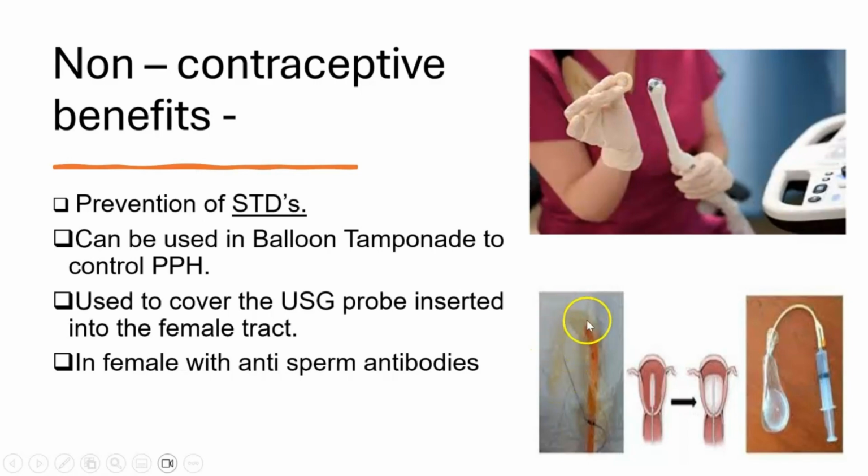It is filled with warm saline. So it applies pressure in the uterus and helps to control the bleeding. In that way, it is used to control postpartum hemorrhage. So this is a transvaginal ultrasound probe, and for every new patient, this is covered with a condom before inserting into the vaginal tract for doing the ultrasound. And in cases where the female has anti-sperm antibodies, as a part of treatment, the male partner is advised to use a condom.